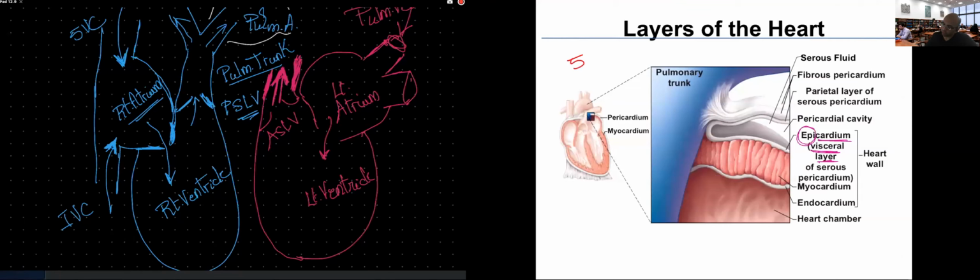A 5 stars diagram is going to be showing the different layers of the wall of the heart. Remember, on the inside of the heart, we've got the endocardium. Then we have the muscle layer of the heart. This is the myocardium, and to the outside of it, we've got the pericardium. And remember, we do have a serous pericardium, which is formed of 2 layers. And outside of the serous pericardium, we've got the thick fibrous connective tissue layer, which is my fibrous pericardium. So this is a highly important diagram, a 5 stars diagram.